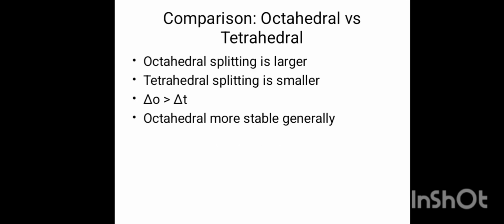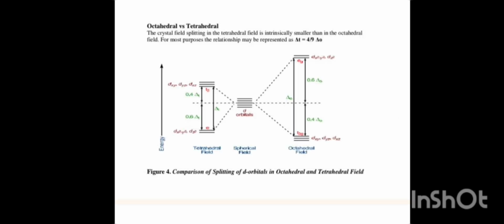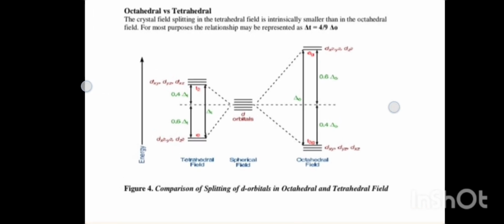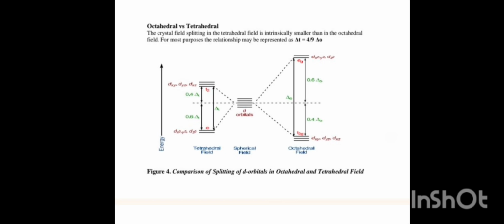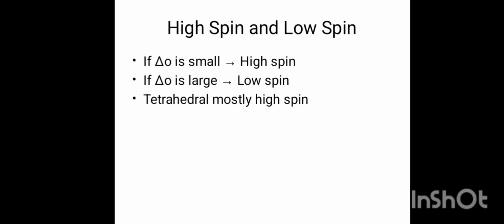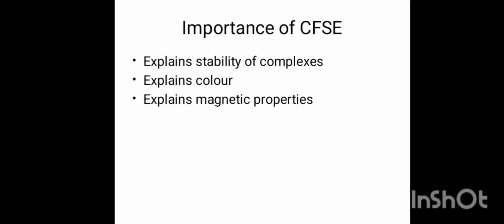Comparison of octahedral versus tetrahedral: octahedral splitting is larger, but tetrahedral splitting is smaller. Delta T is smaller than delta O. Octahedral complexes are generally more stable. This is the diagram explaining the comparison of octahedral and tetrahedral complexes simply. High spin and low spin: if delta O is small, the complex is high spin; if large, it is low spin. Tetrahedral complexes are mostly high spin.